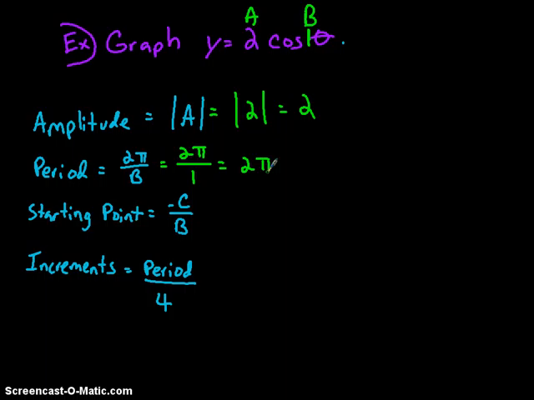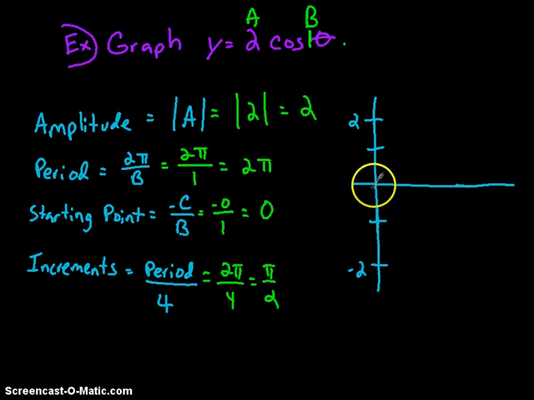My starting point, because I have no parentheses and nothing being added or subtracted from theta, is going to be negative 0 over 1. So it's 0. And since my period was already decided to be 2 pi, the increment is 2 pi over 4, which reduces to pi over 2. So those are all the important characteristics, and now we're going to graph it.